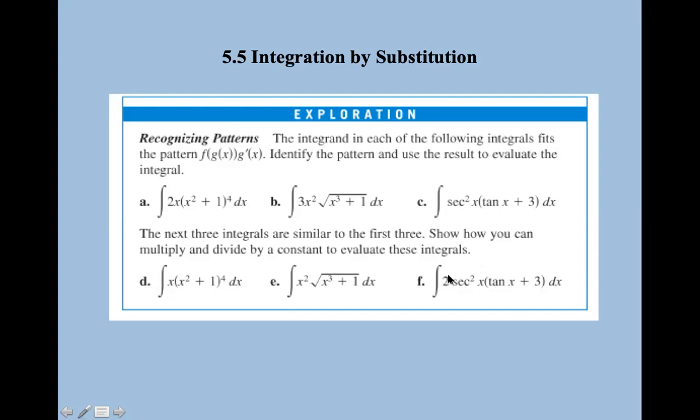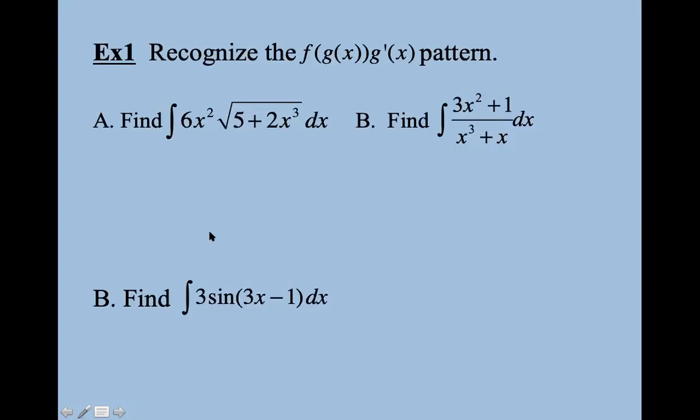When you have a constant inside, it can go outside. So I would just have a 2 outside the integral, and I would go ahead and find the antiderivative of tangent of x plus 3, which we did up here. All right, so that's the general idea of what we're doing today. So let's look at some.